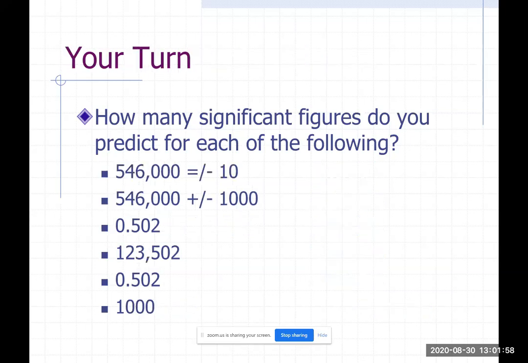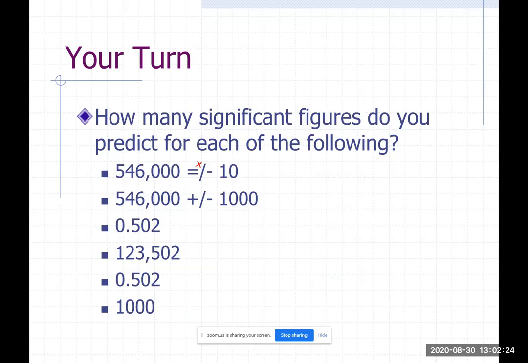So how many significant figures do you predict for each of the following? And I'm going to leave this up to you. The only thing that I am going to correct is a typo here. This should say plus or minus. For some reason, that plus sign didn't get in there correctly. So that is 546,000 equals plus or minus 10.